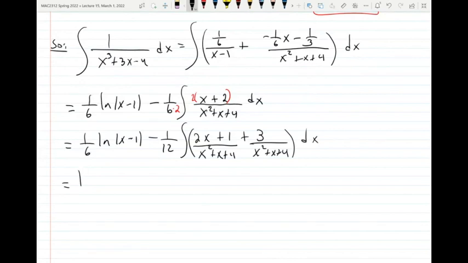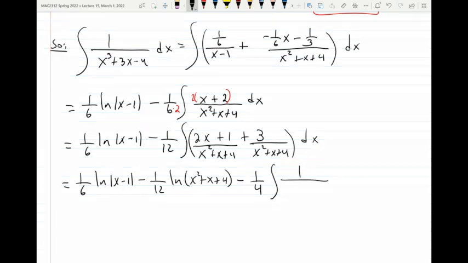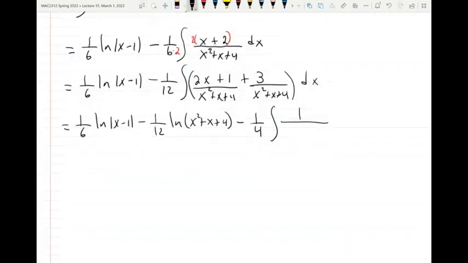So now another ln comes from here. So it would be 1 over 6 ln of x minus 1 minus 1 over 12 ln of, here I don't really need absolute value because this is always positive, right? It's prime and it's a parabola that opens up above the x-axis. And now I'm gonna take out the 3, so minus 1 over 4, the 3 cancels with the 12, okay? And now I'm gonna do the last integral. And to save time, I'm gonna complete the square. So let me complete the square here.